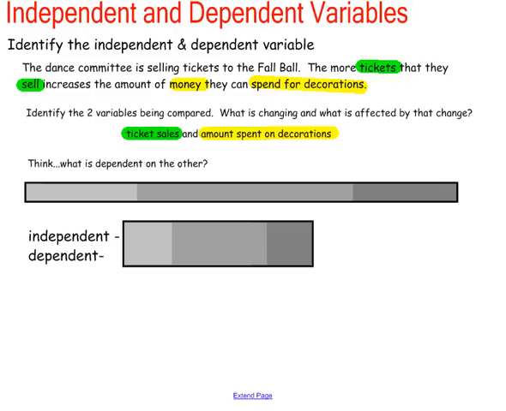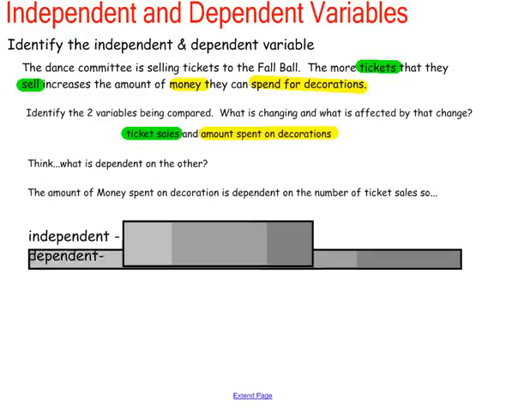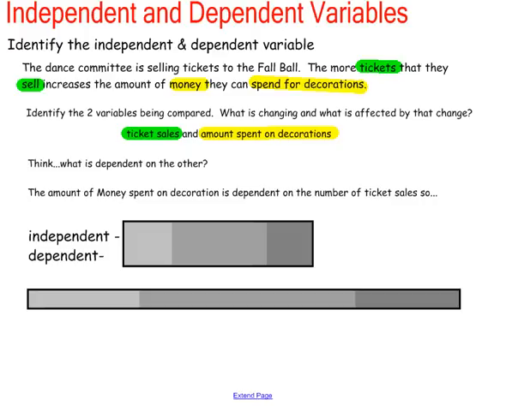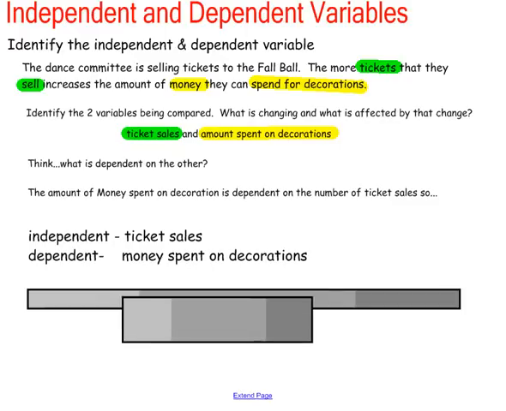So notice here how I highlighted some key things. The two variables would be my ticket sales and the amount spent on decorations. So which one is dependent on the other is the question. The amount of money spent on decorations depends on the number of tickets that are sold. So with that being said, the independent variable would be my ticket sales, and my dependent variable is the money spent on decorations.